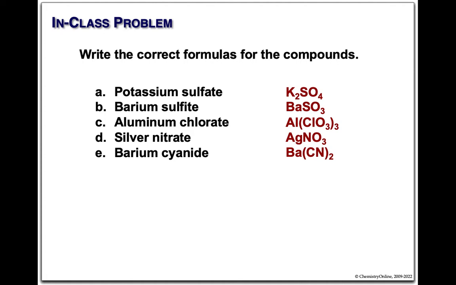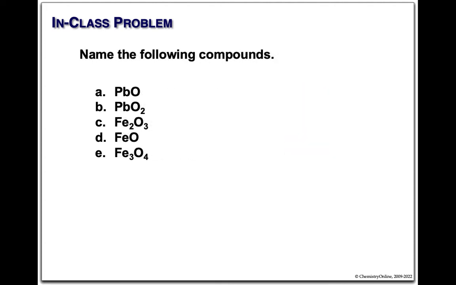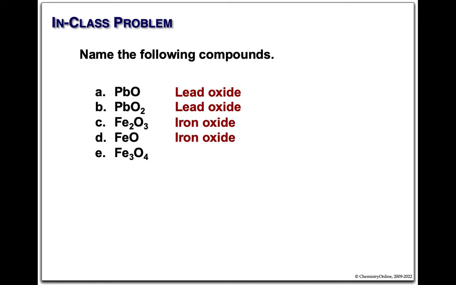All right, well, it does get even more complicated. I apologize, not my fault. But let's look at these. Name these compounds. Simple. Pb is lead, Fe is iron. We don't use multipliers, right? Lead oxide. The next one. Lead oxide. No multipliers. Iron oxide. Iron oxide. Iron oxide.